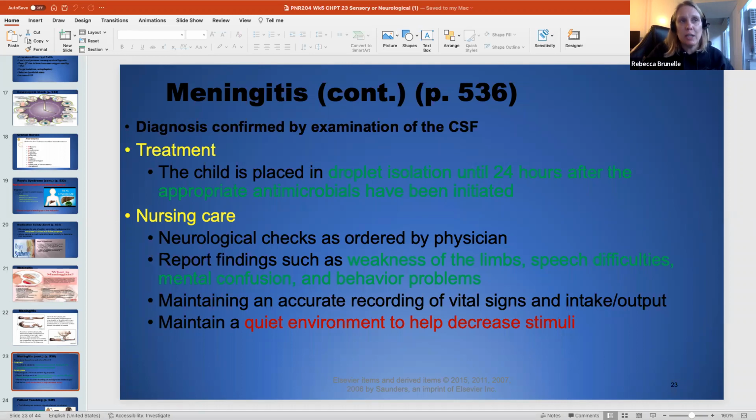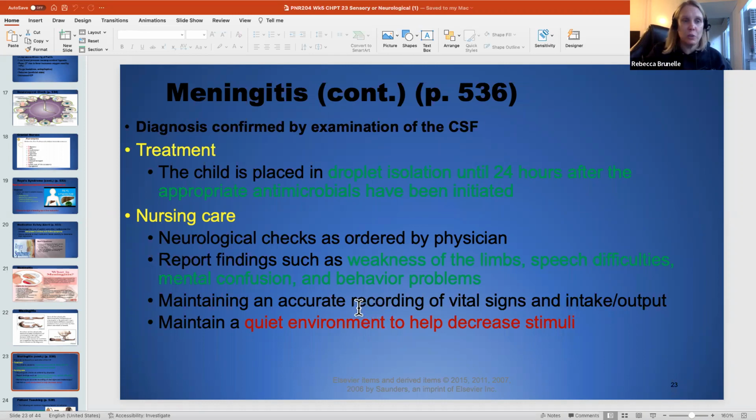If you are taking care of a patient that has meningitis, they will always be in droplet isolation for at least 24 hours until you make sure that they're on the appropriate antibiotics. This means you'd have to have the cultures back. You would need to know what they were sensitive to, and then maybe they would come off isolation depending on your hospital policy. They are at risk for altered mental status, so you're going to be doing frequent neurological checks and reporting anything like weakness of the limbs, speech difficulties, mental confusion, anything that seems off, you need to report right away.